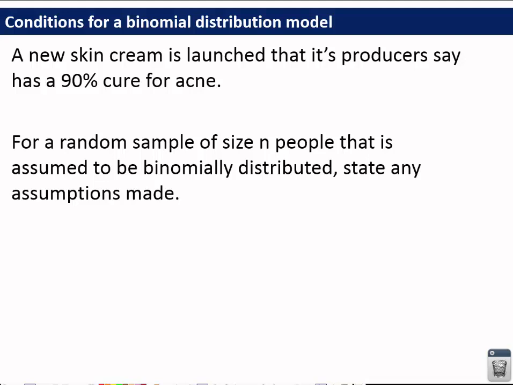Now, it also says there's a random sample of n people, so we know there are a set number of trials. It's not infinite, there's a finite number of trials. The assumptions we need to make are that this probability is constant, that is always 90%, 0.9, and that the uses of the cream are independent from use to use.